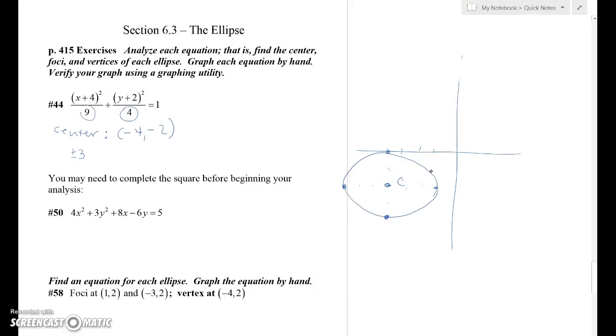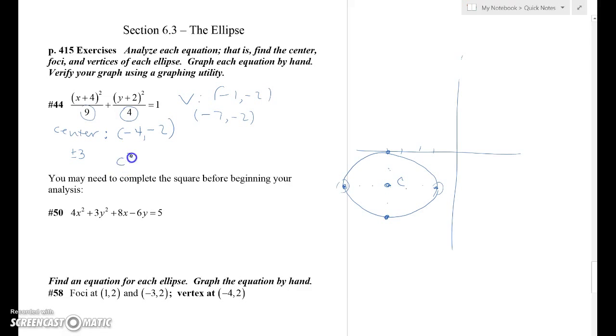And I can see that it's bigger in the horizontal direction. So the vertices are going to be these points that are the farthest away. And I can see from my graph that the points are (-1, -2) and (-7, -2). And those are my 2 vertex points.